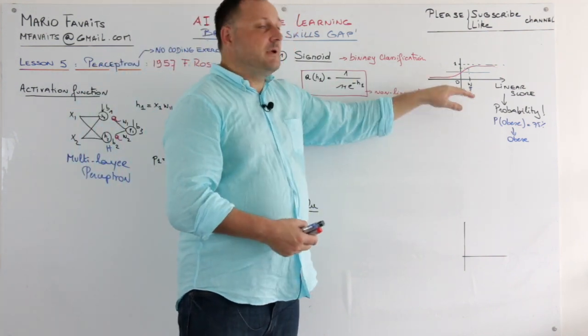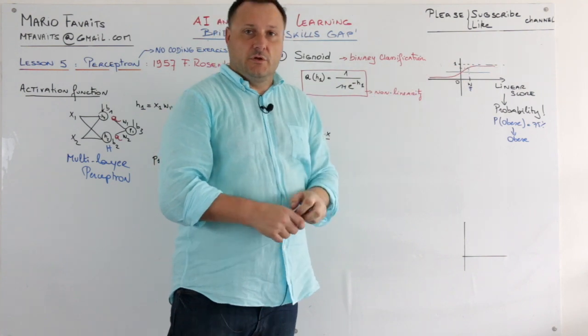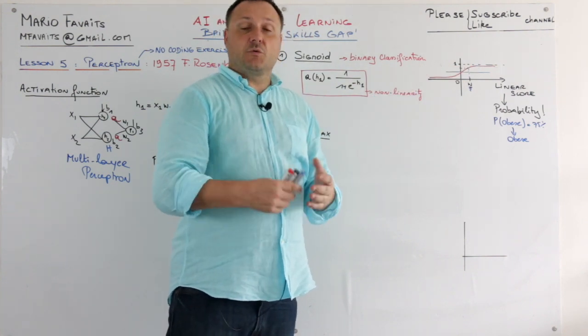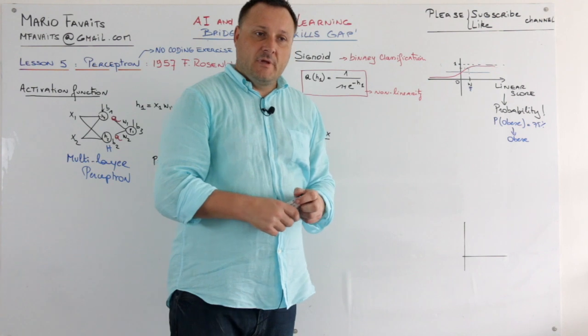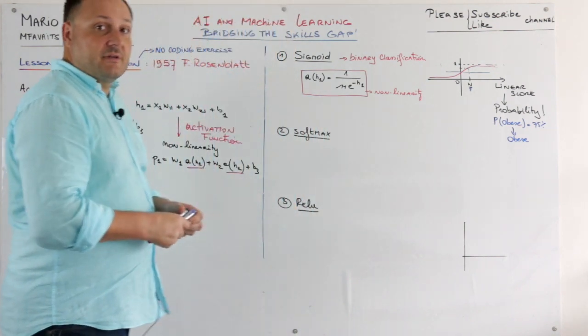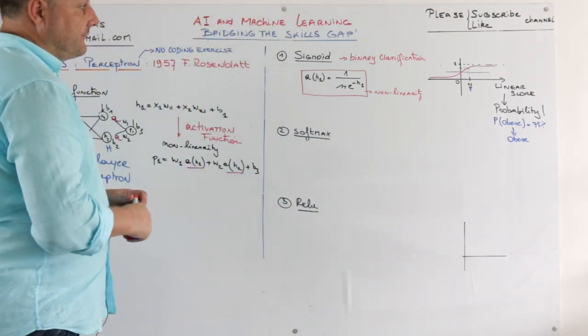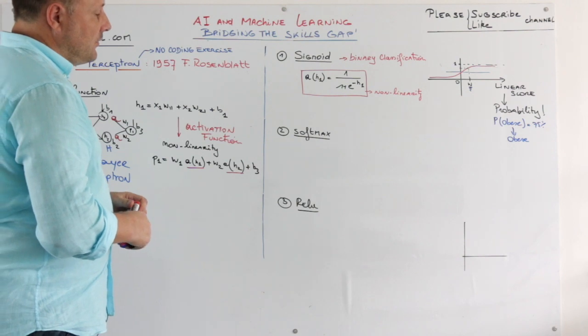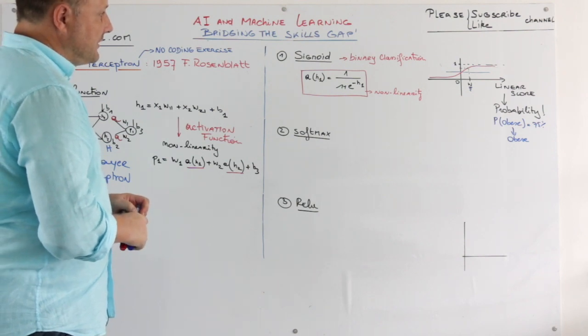We've also seen that we can decide to change the threshold. This is to increase or decrease false positives and false negatives. Okay, so that's it for sigmoid.